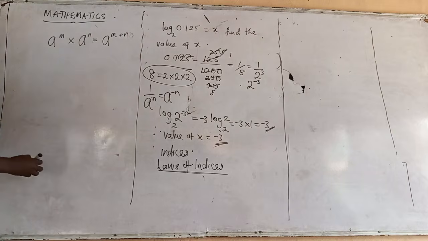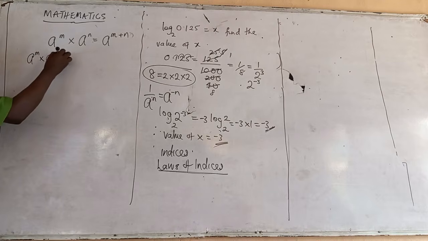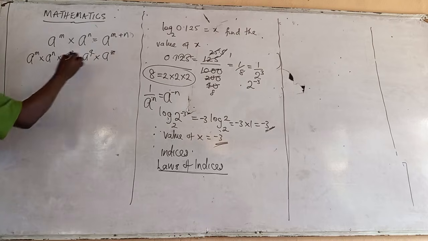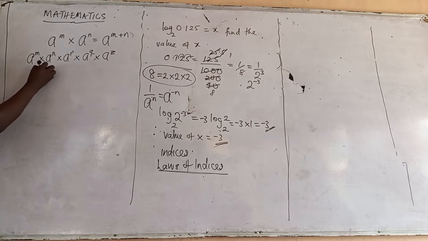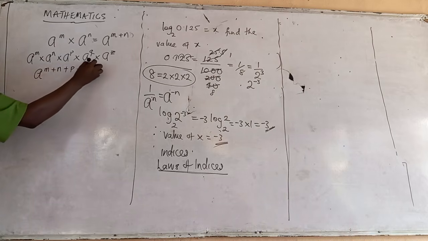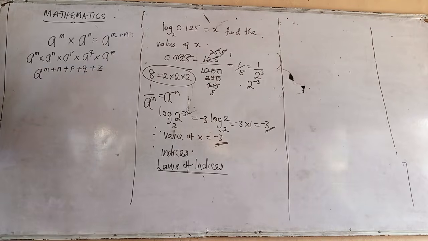I hope you know. So what if I have a raised by m times a raised by n times a raised by p times a raised by q times a raised by z? What will it now be? A raised by m plus n plus q plus what? Excellent. Wonderful student.